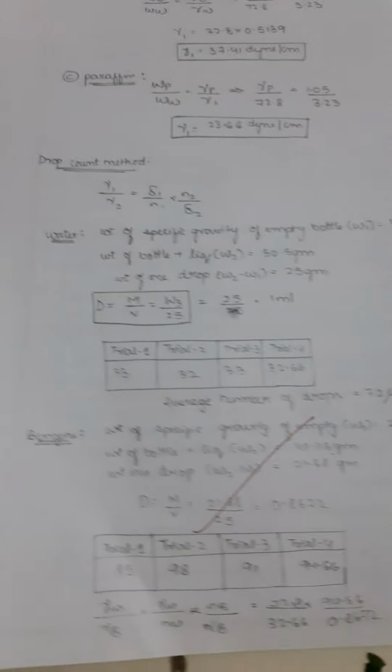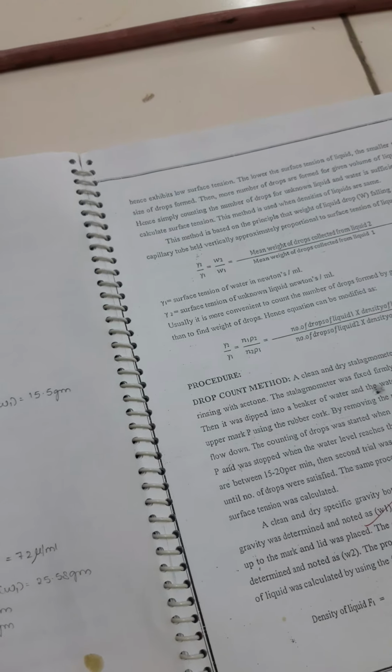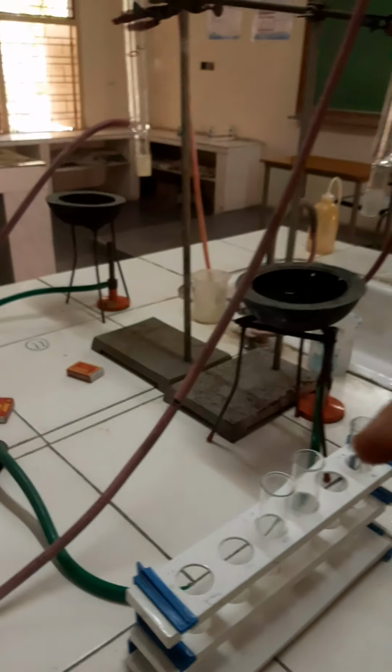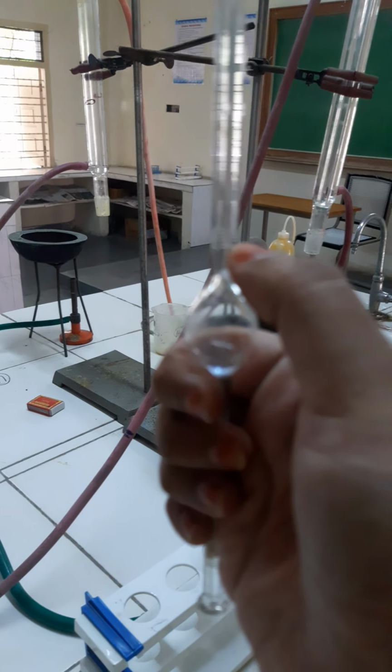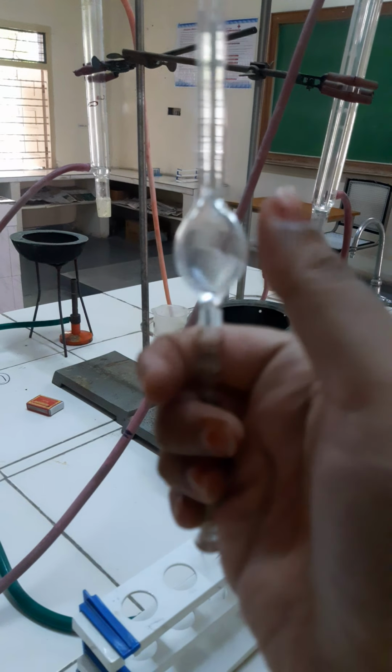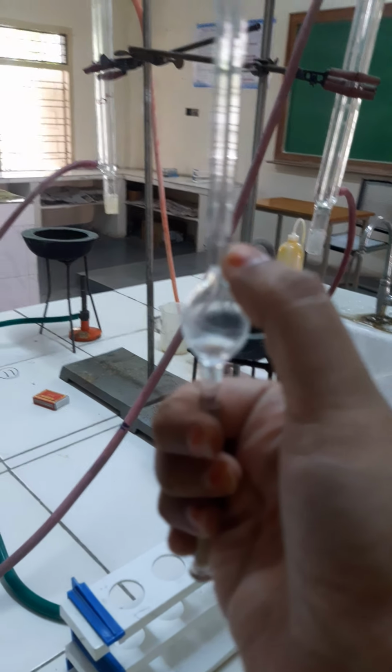Similarly, now the drop count method. Here in the drop count method, we took 20 drops, right? In the drop count method, you will be filling the solution up to marking A. Now you count the number of drops that fall from marking A to marking B.